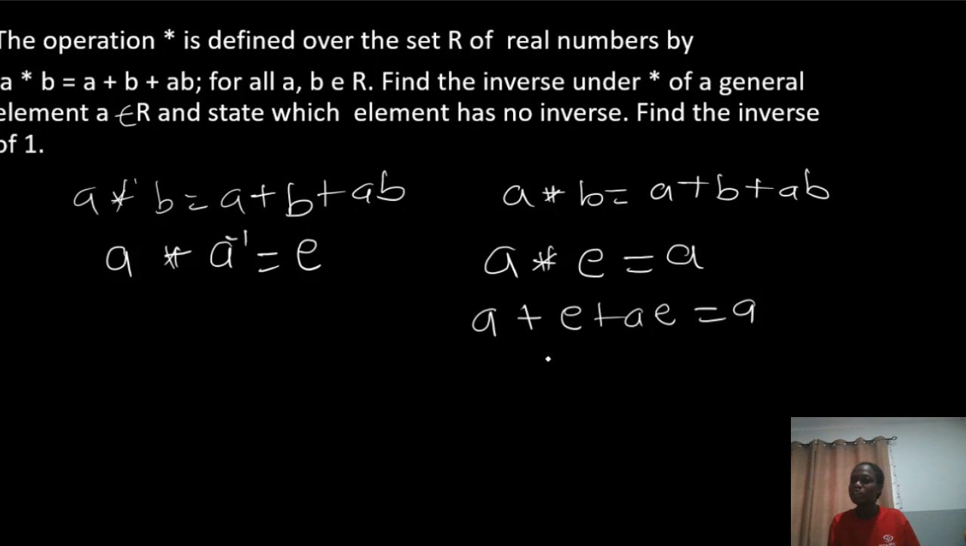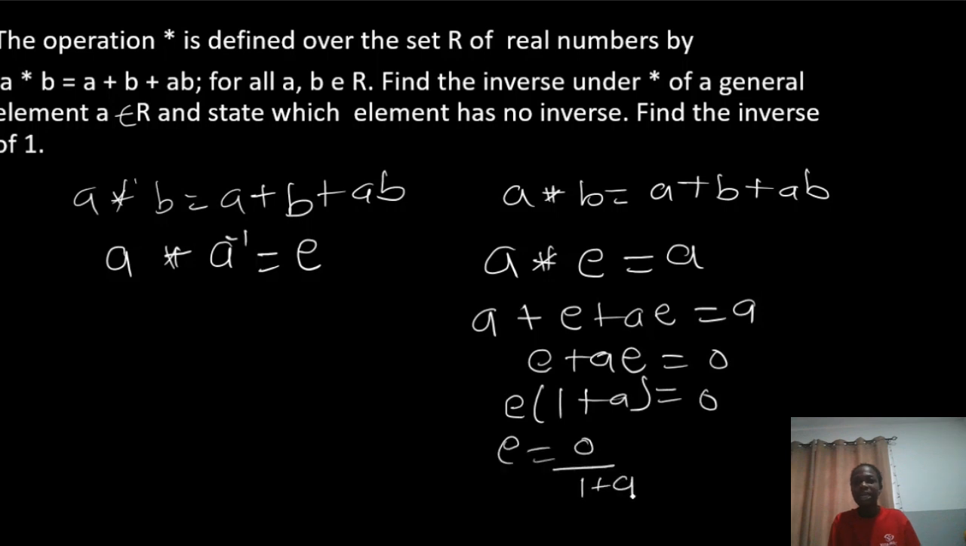So we send a to the other side. a minus a gives us 0, so you end up getting e plus ae equal to 0. Then we factorize e out, and you get e times 1 plus a equal to 0. So e is equal to 0 over 1 plus a. Any 0 over any number is 0, so it means the identity element is 0. So now here our e is 0.